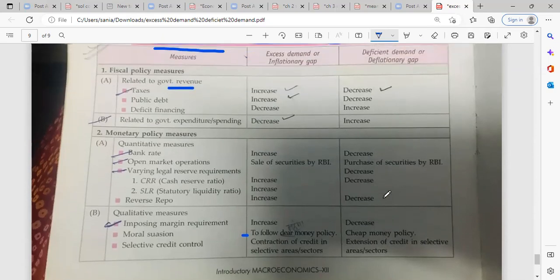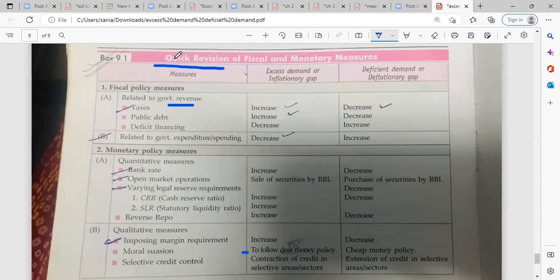Clear? So you will draw the table, because this is going to be a revision table. You will write quick revision for fiscal and monetary measures. I will accordingly make your table. Clear? Yes.